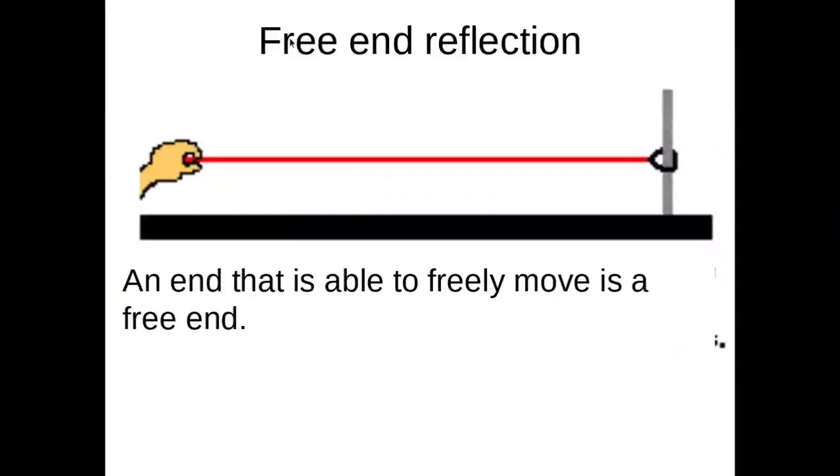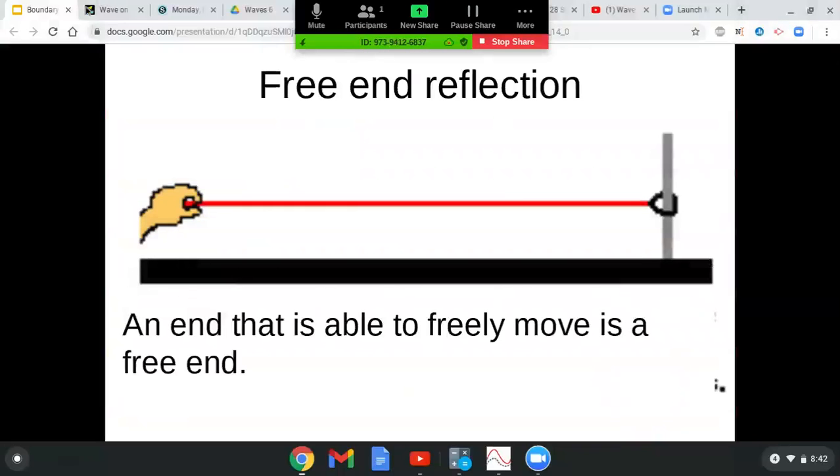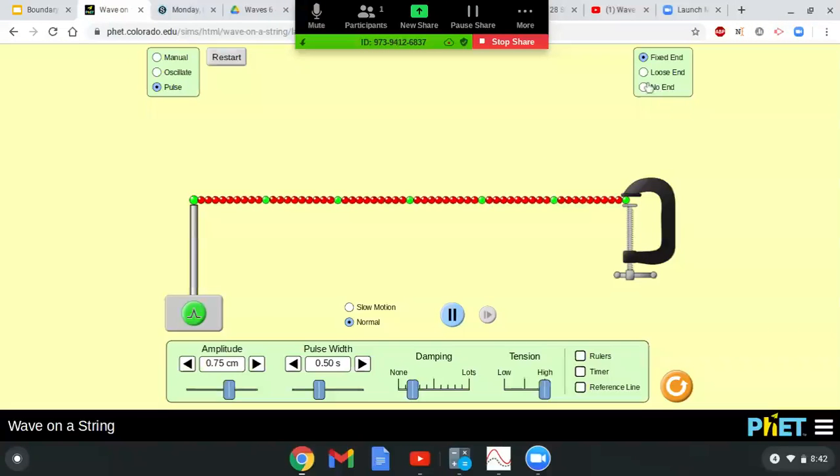What if we do this though? What if we have a free end reflection? Imagine now the rope, instead of being tied to a knot, is on a ring, and the ring's free to slide along this pole. What is that going to look like when it hits there? Well, let's come back to the simulator here. Let's make it loose. So we're on a ring here, free to slide along the pole, and let's make a pulse this time.